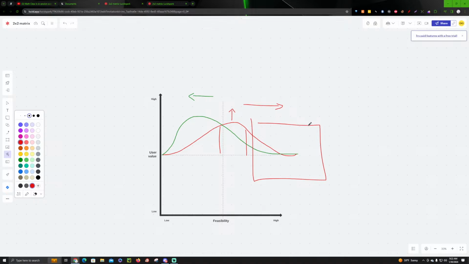Now, if you're interested in the math portion of this, by the way, Sheen, does this record automatically? It does, right? Okay. Yeah.